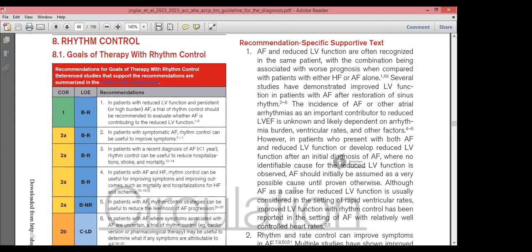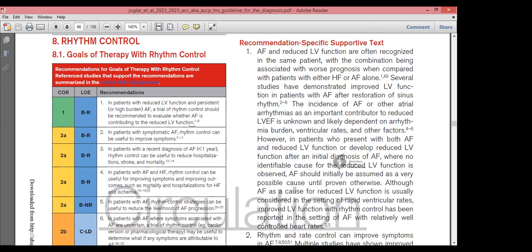Okay, so for rhythm control, class 1 recommendation: in patients with reduced ejection fraction, in patients with reduced LV function and persistent AF, a trial of rhythm control should be recommended to evaluate whether AF is contributing to the reduced LV function. So this is trying to say that if a patient has persistent AF and now has reduced LV function, early rhythm control is recommended, so that you will know whether this AF is actually contributing to the reduced LV function. This is a class 1 recommendation.